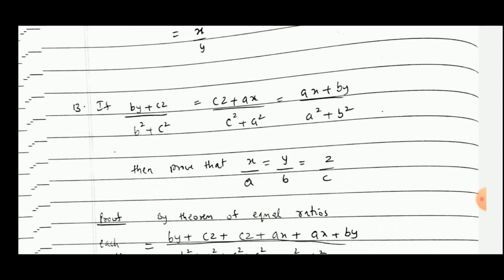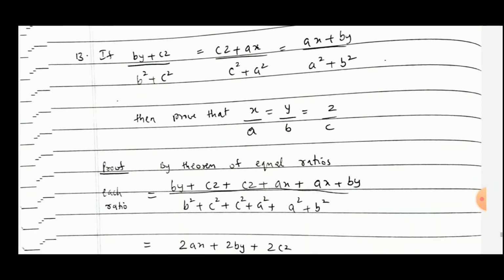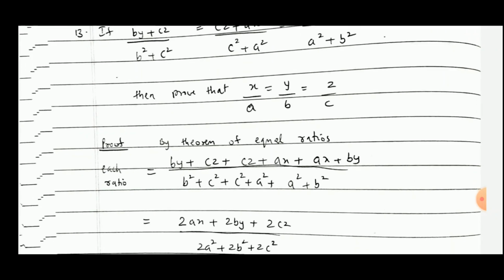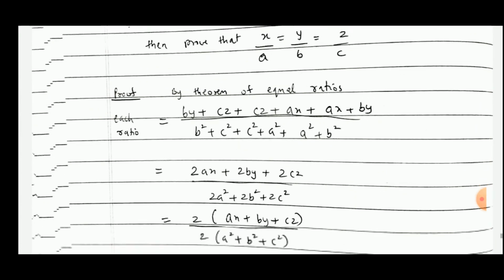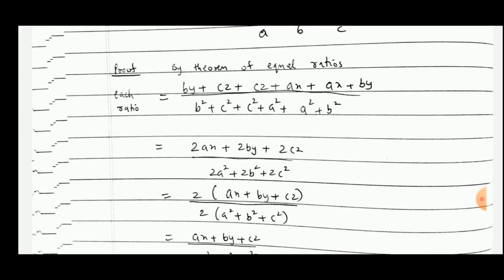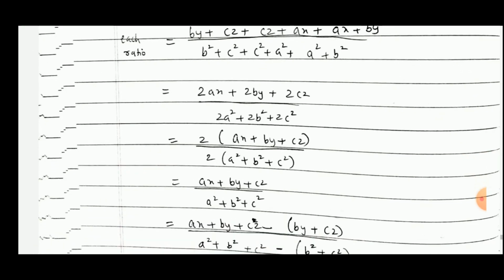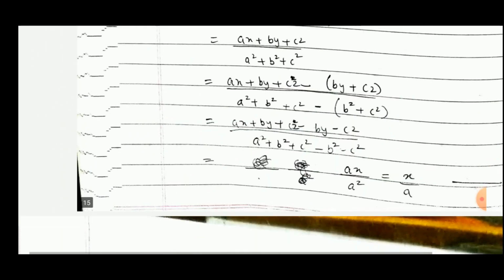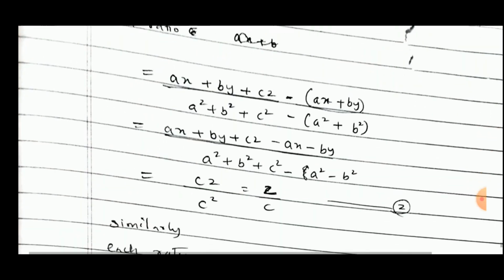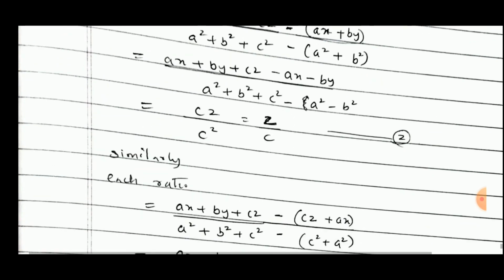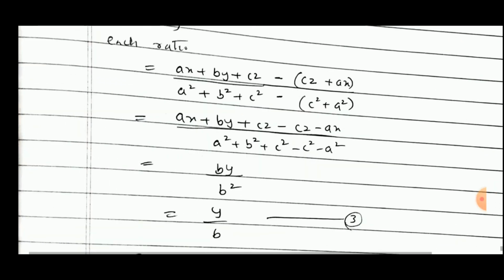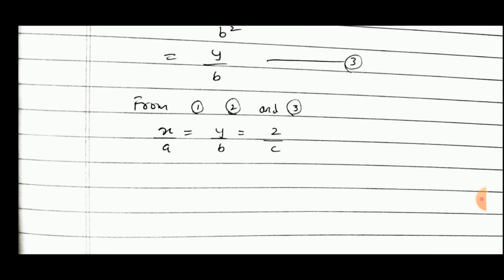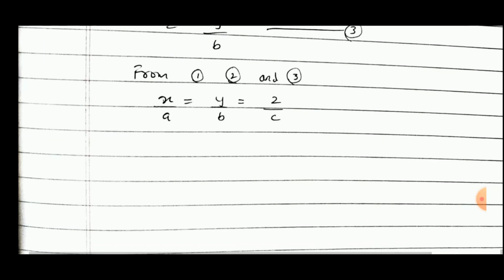If by plus cz upon b square plus c square is equal to cz plus ax upon c square plus a square, which is equal to ax plus by upon a square plus b square, then prove that x upon a is equal to y upon b is equal to z upon c. So by theorem of equal ratios, each ratio is equal to the sum of the first terms upon the sum of the second terms. So this is equal to x upon a. Similarly, we can prove that each ratio is equal to z upon c, and the third, each ratio is also equal to y upon b. So from 1, 2 and 3 you get x upon a is equal to y upon b is equal to z upon c.